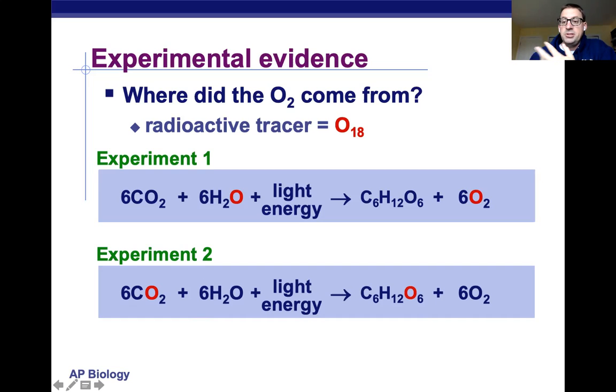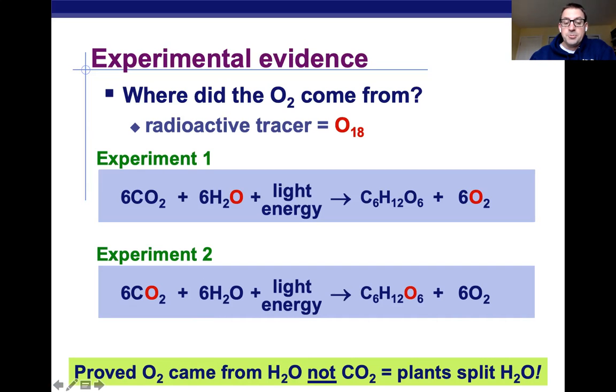A second experiment was done that helped to verify this, and that was using the same radioactive isotope of oxygen, only having it present in the carbon dioxide rather than the water. And when that experiment was done, the radioactive isotope of oxygen ended up in the glucose that is produced as a result of photosynthesis. Okay, so this proved that the oxygen that we breathe comes from water and not carbon dioxide, and that plants actually split water.